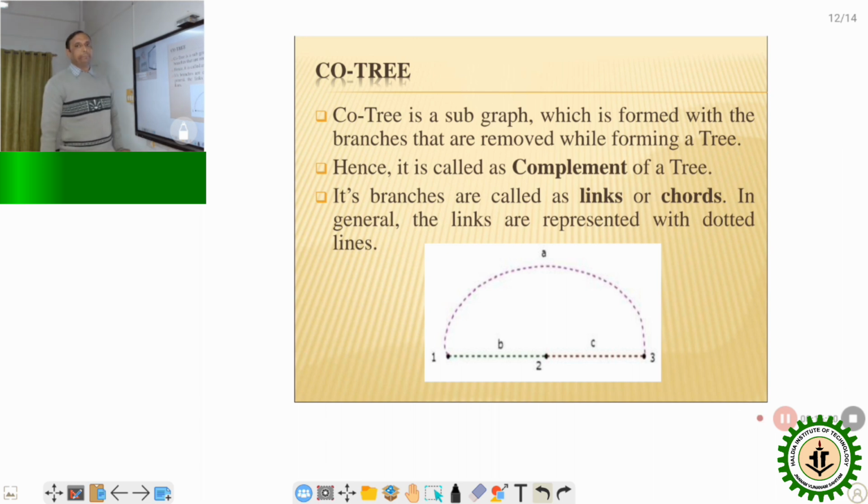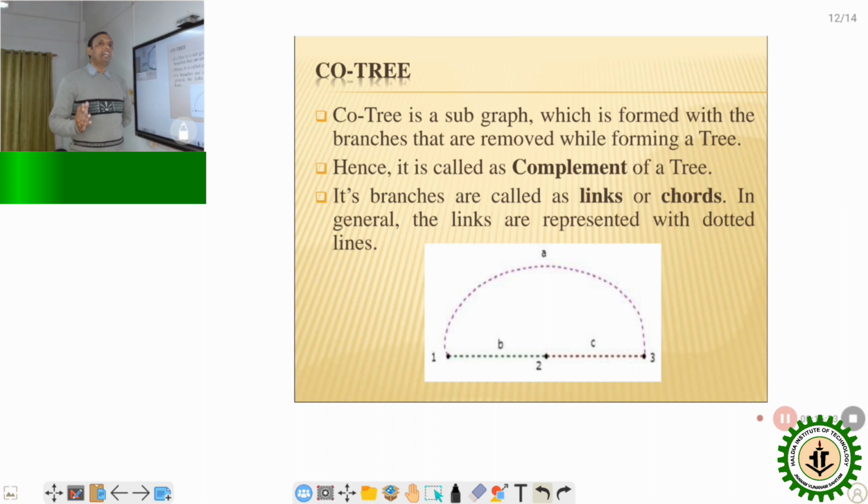Now the co-tree. What is a co-tree? A co-tree is a subgraph which is formed with the branches that are removed while forming a tree. What does it mean? That means tree and co-tree both are subgraphs of a graph. Now, during the time of designing the tree, whichever branches we are considering, during the time of designing the co-tree, the other branches we will consider.